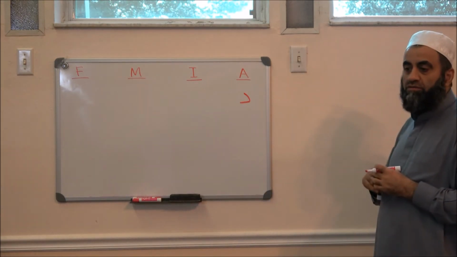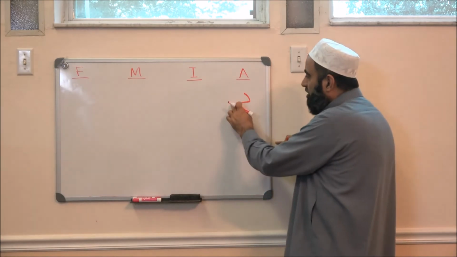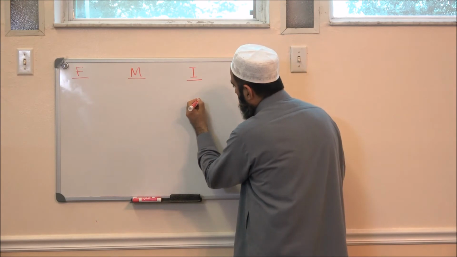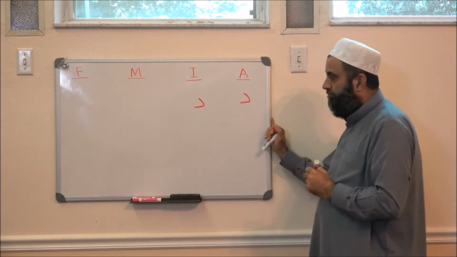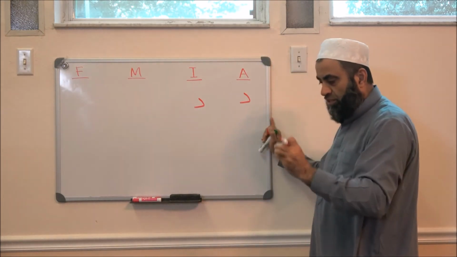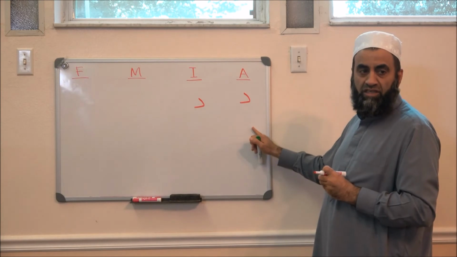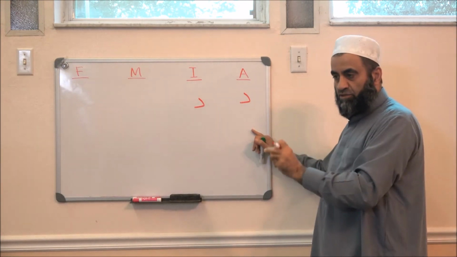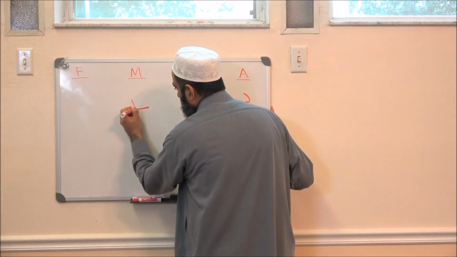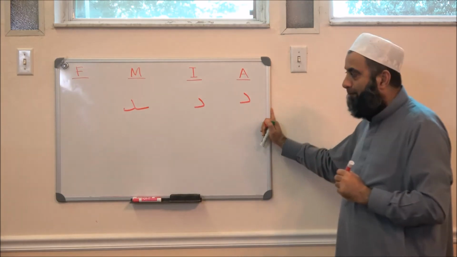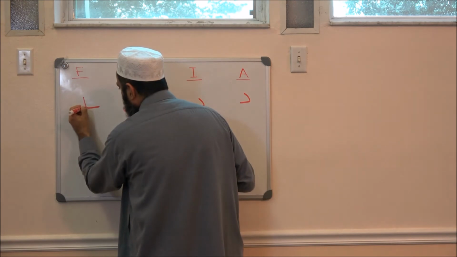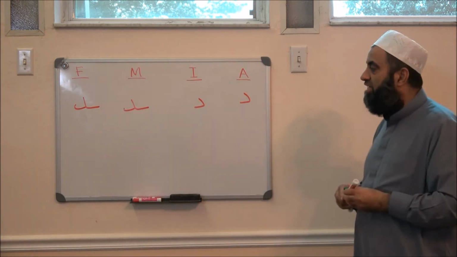This is standalone. It does not connect from the left, so the initial will be the same. Middle form: connection, letter, connection. But this is a non-connecting letter, so I will have only connection then letter. And the final form will be similar. So this is my D.